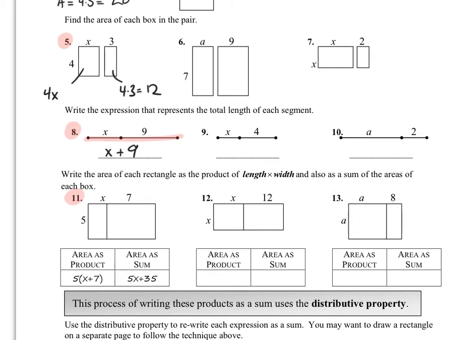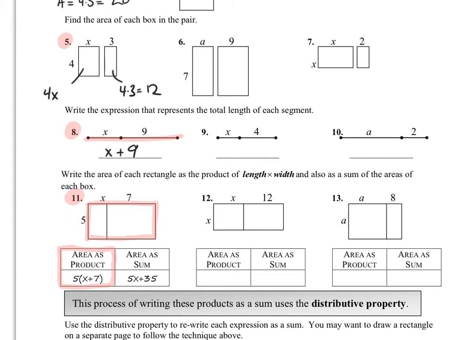11. The instructions say write the area of each rectangle as the product of length times width, and also as a sum of the areas of each box. So this rectangle is comprised of 2 smaller rectangles. The big red rectangle is 5 units tall and x plus 7 units across. So the whole big red rectangle is 5 by x plus 7, so the whole area can be written as 5 times the sum x plus 7.